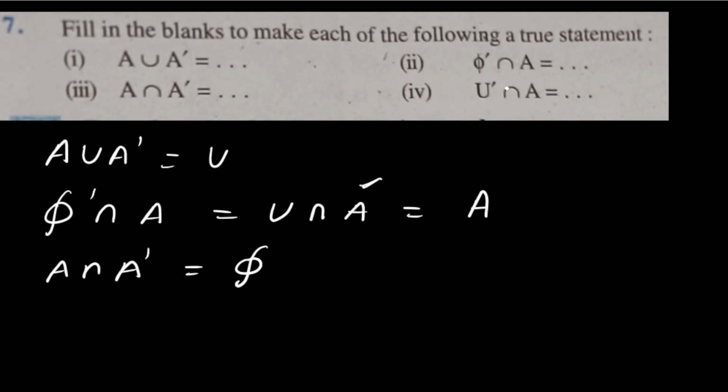Universal set's complement. The universal set's complement is what? Empty set. Its intersection with A. Whenever we are doing intersection, just remember one thing, the smaller set will be the answer. From these two sets, empty set and A, the smaller set is the empty set. So the empty set's intersection with A will always be an empty set. With this we have completed exercise 1.5 of this chapter.